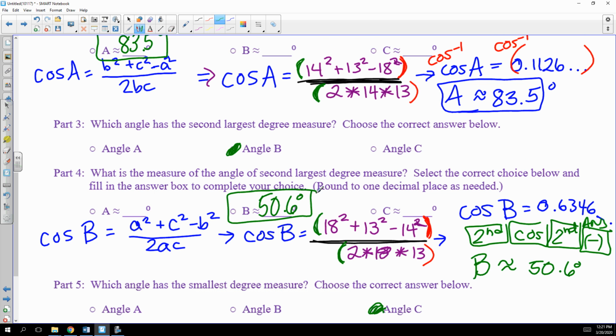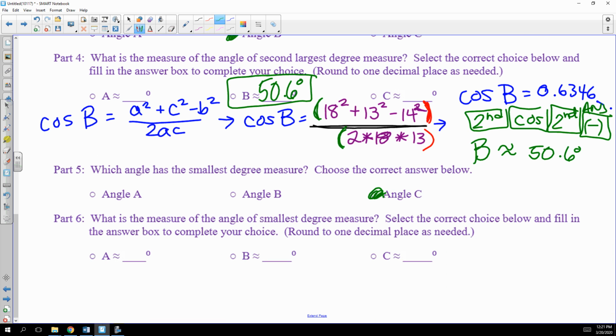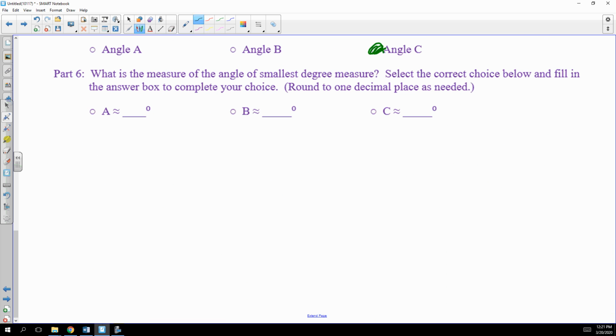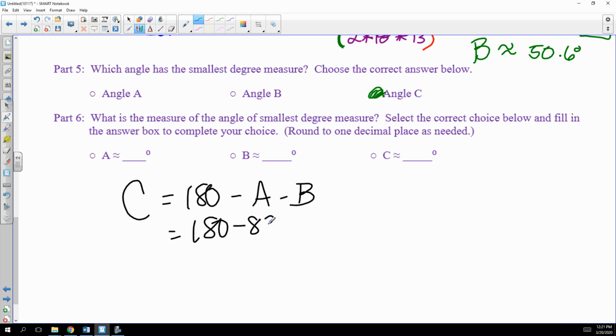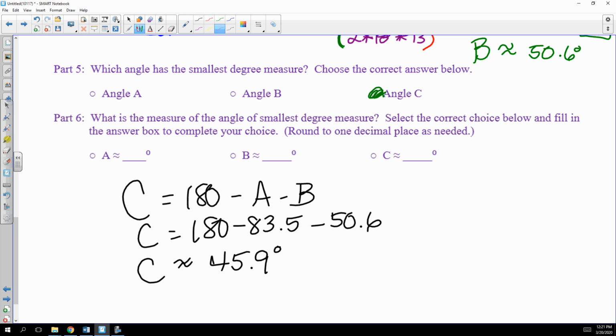Now we're going to find angle C. At this point now is when I'm going to subtract from 180. So for C, I'm just going to do 180 minus A minus B. Let's take a look again and see what we got for angle A. Angle A was 83.5. Angle B was 50.6. So C is approximately 45.9.